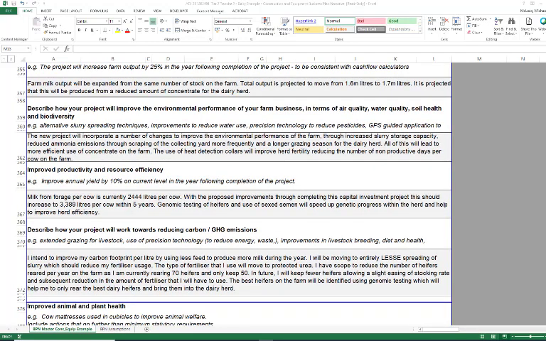Another theme is improved production resource efficiency. This is how much potential to improve production resource efficiency there would be post-project. So you'll be asked to describe how your project will improve the environmental performance of your farm business in terms of air emissions, water quality, soil health, biodiversity and carbon. Describe how your project will work towards reducing carbon and greenhouse gas emissions, and how the potential for investment to reduce greenhouse gas emissions and capture carbon may be relevant to the sector.